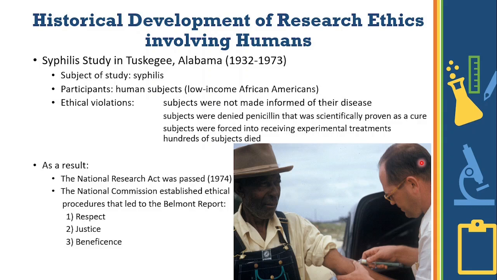So as a result, hundreds of human subjects died, and once the story broke in the media, it prompted public outrage, and the experiment was shut down. And as a result, the National Research Act was passed in 1974, as well as the National Commission established ethical procedures that went on to lead to the Belmont Report. And the Belmont Report concentrated on the three general principles of respect, justice, and beneficence.